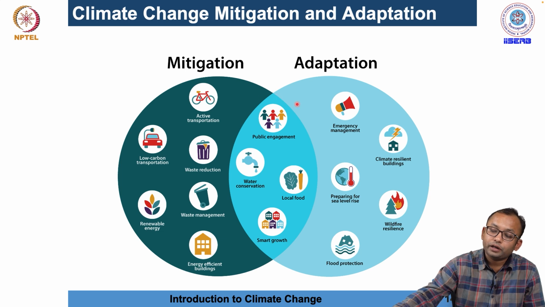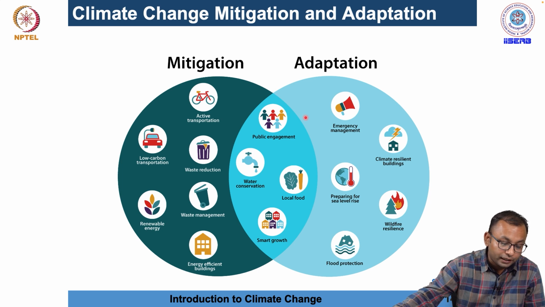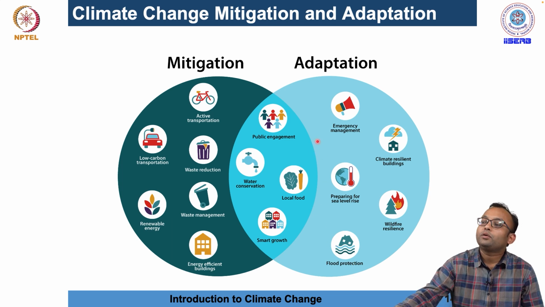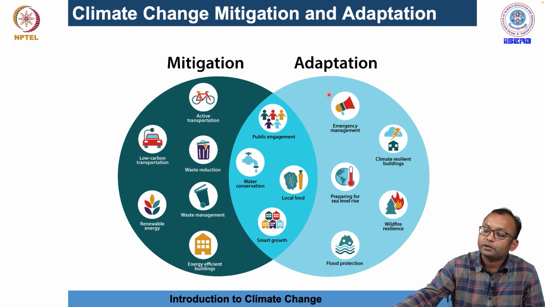On the other hand, adaptation involves taking action to adjust to the impacts of climate change that are already happening or expected to occur, and adaptation is seen as a short term way to cope with the impacts of climate change. For example, emergency management, climate resilient buildings, preparing for sea level rise, wildfire resilience, or flood protection. These are short term plans which reduce the exaggerated effect of climate change on different regions.